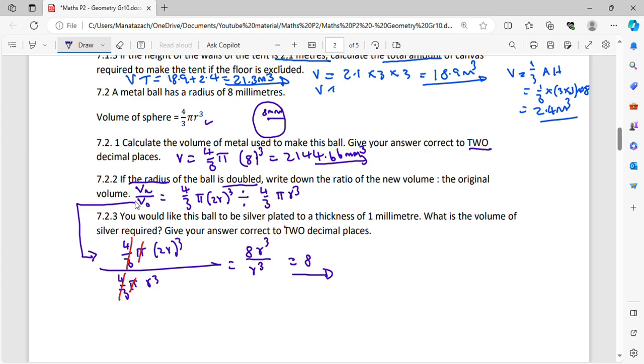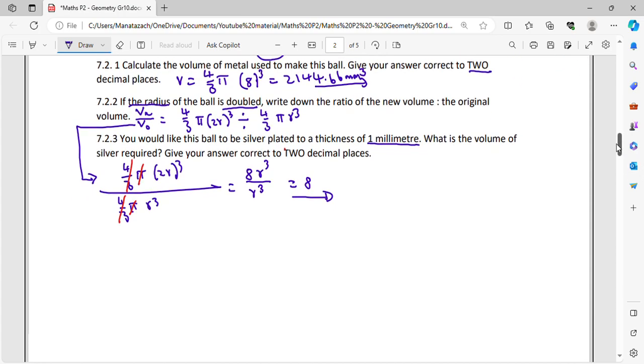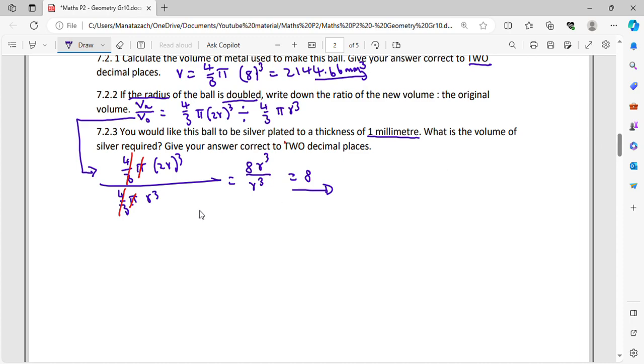And then question 7.2.3: you would like this ball to be silver plated to a thickness of 1 millimeter. What is the volume of the silver required? Give your answer correct to 2 decimal places. Okay, let's work that one out. Let's write here, for the sake of space, 7.2.3.